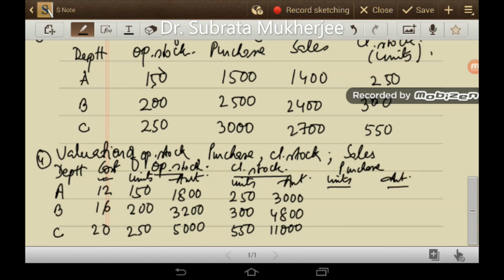So your purchase unit is 1,500. So your value of purchase for department A will be 18,000, so 1,500 into 12. Next is 2,500 units into 16. So this is 40,000, and 3,000 units into 20 will give you 60,000.